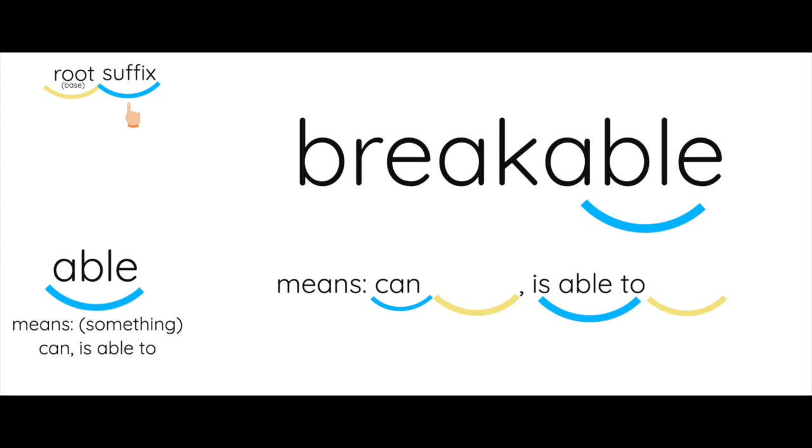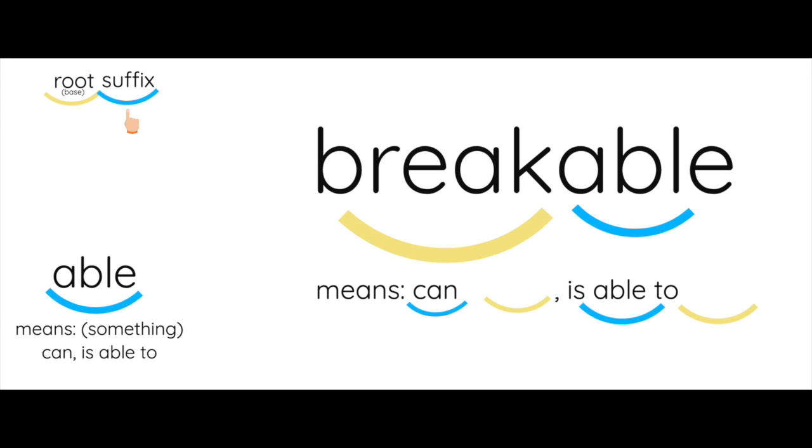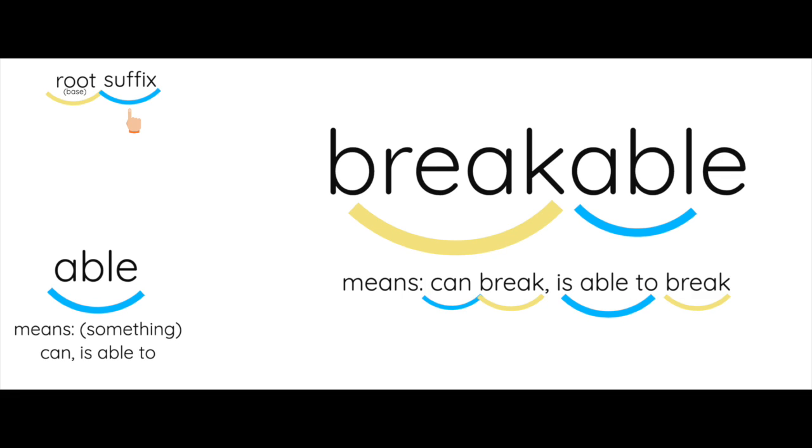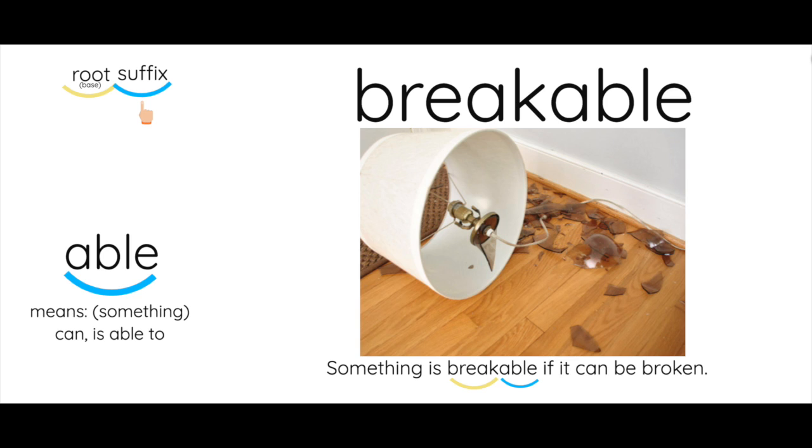To figure that out, we need to look at the word that comes before able. In this case, that word is break. Breakable. That means something can break or is able to break. Breakable. Something is breakable if it can be broken.